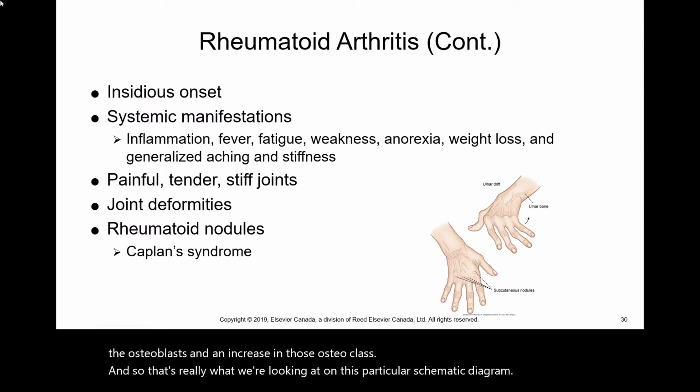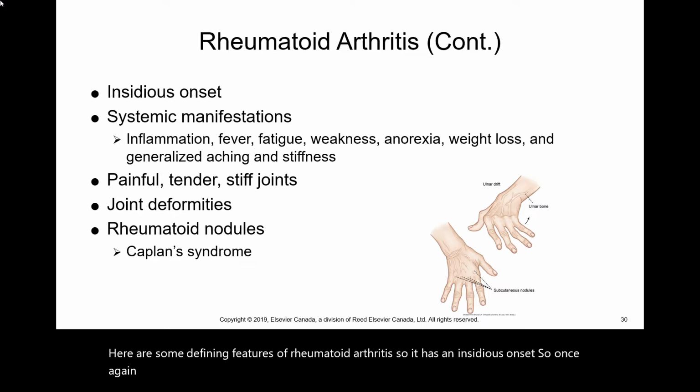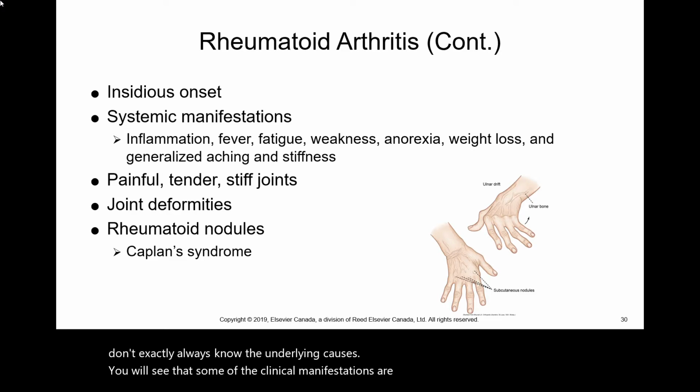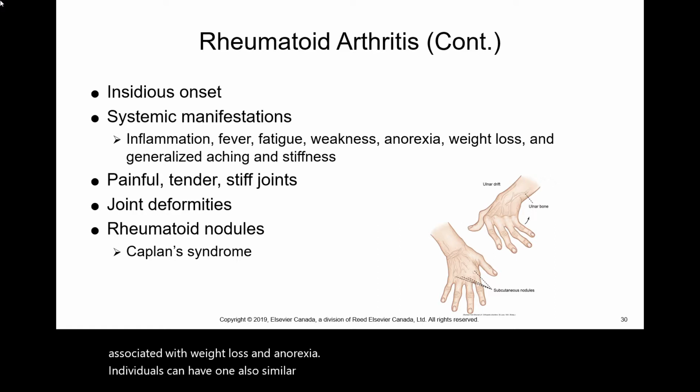Now, here are some defining features of rheumatoid arthritis. So it has an insidious onset. So once again, it's not age related. It really can occur at any point in one's life. And once again, we don't exactly always know the underlying causes. You will see that some of the clinical manifestations are similar to osteoarthritis, but individuals can also have things like fever and weakness. It may also be associated with weight loss and anorexia. Individuals can have, also similar to osteoarthritis, pain, tender, stiff joints, and joint deformities.